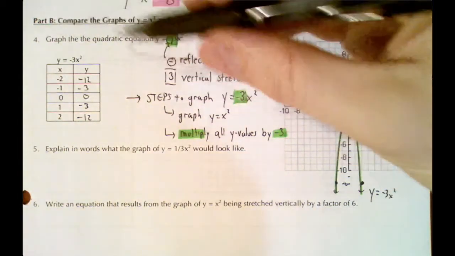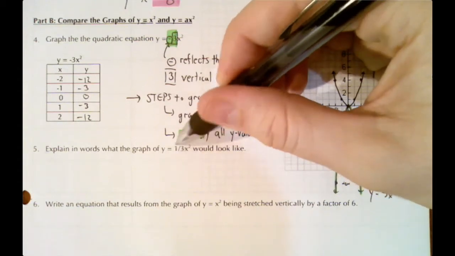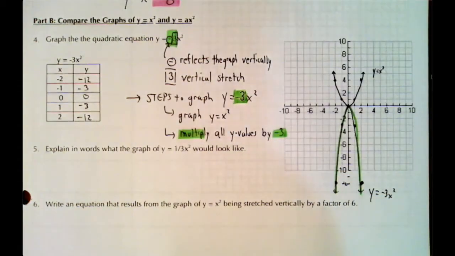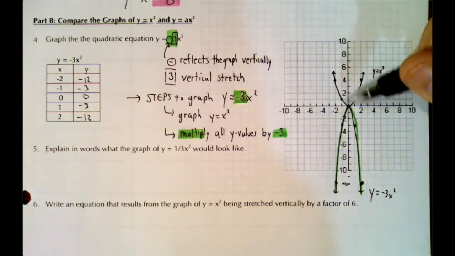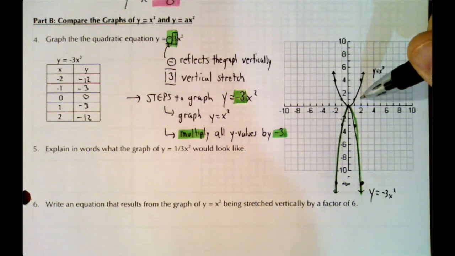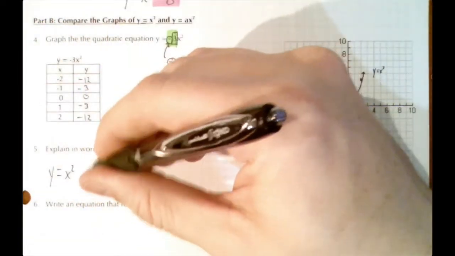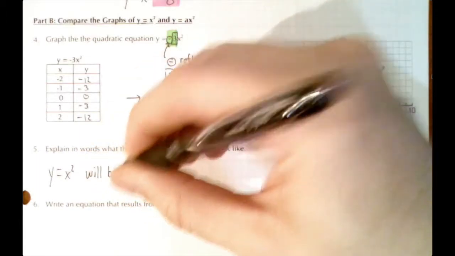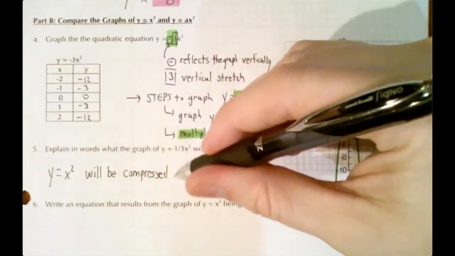So what would happen if we had a number less than 1, like 1/3? What would that look like? Well, if you're multiplying numbers by 1/3, those numbers are going to get smaller. So this graph is going to get flatter, because instead of going up to 1, it's only going to go 1/3 of the way. Instead of going up to 4, it's only going to go 1/3 of the way. This graph's going to get pretty flat. That's called a compression. It will be compressed vertically.